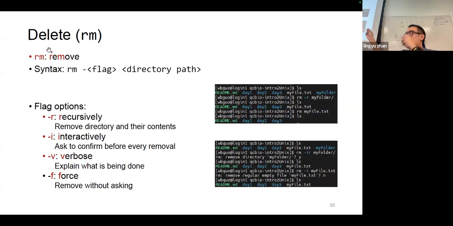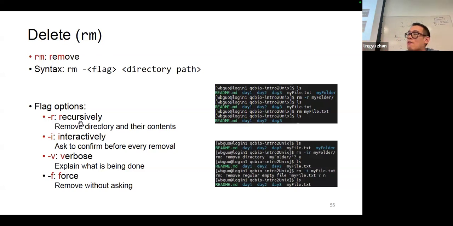To remove a regular file, you just put rm and the path to that file. Say if you want to remove this myfile.txt, you just type in rm myfile.txt. However, if you want to remove a folder like my folder, you will need a flag called -r, which stands for recursively.